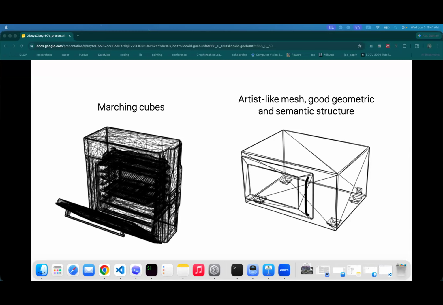This matters because the downstream tasks care about the polygon quality. If this toaster mesh has a million tiny triangles, it may render, but it's not very pleasant to edit, rig, simulate, and compress.